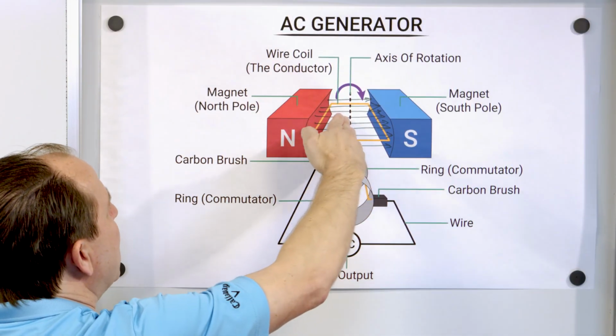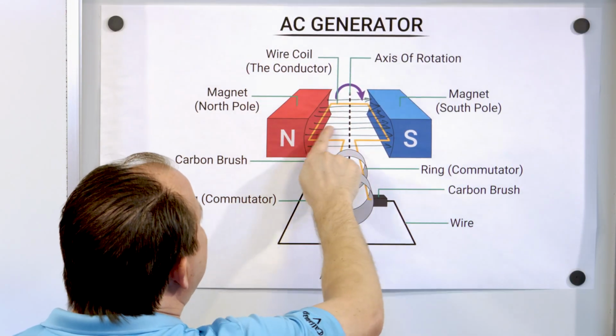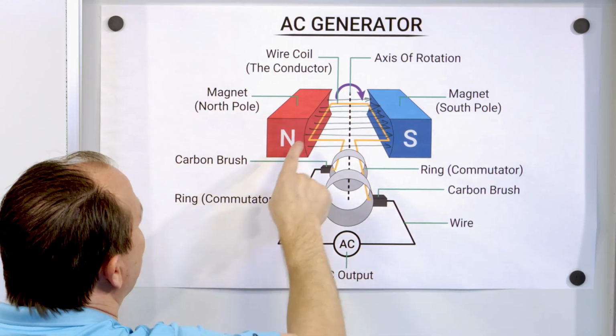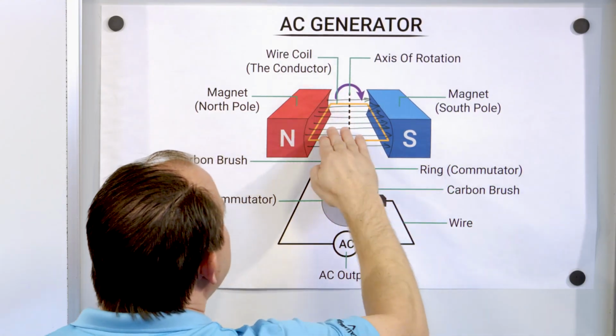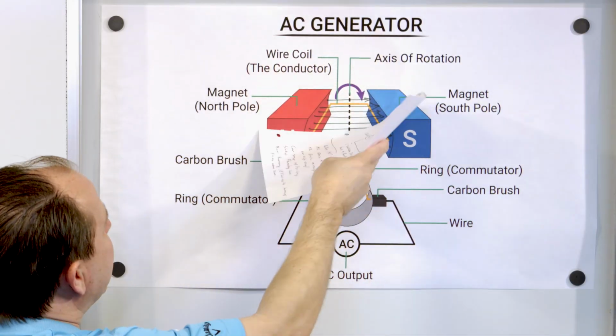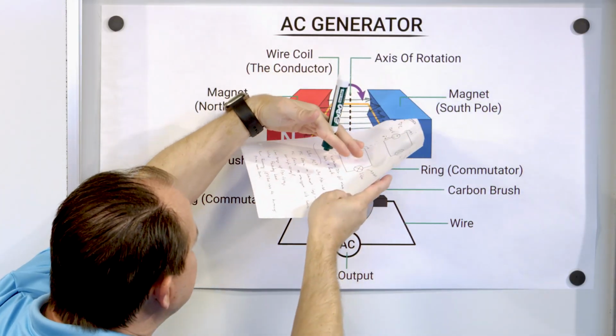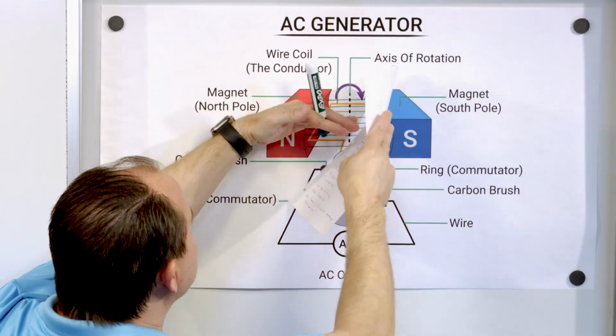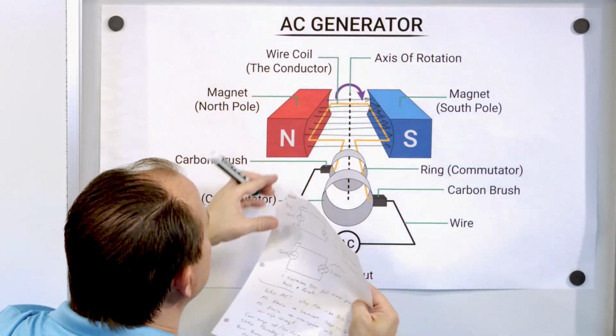So as this thing rotates, it's constantly changing how many lines are going through the loop. Here, there are no lines at all. Here, there's a maximum number of lines, and anywhere in between, it's cutting through or allowing fewer or more of these lines to flow through this loop.